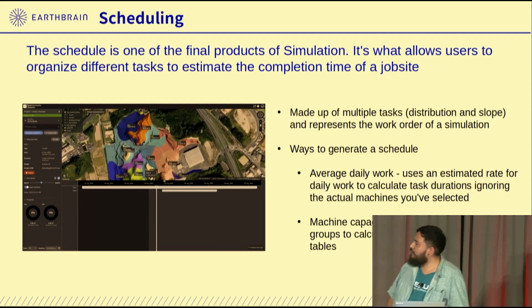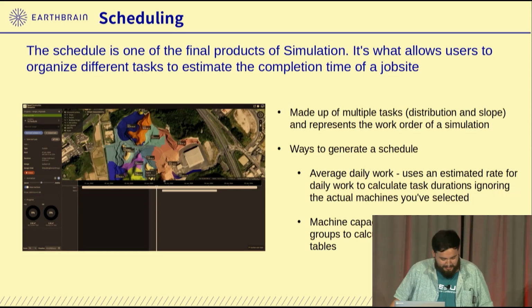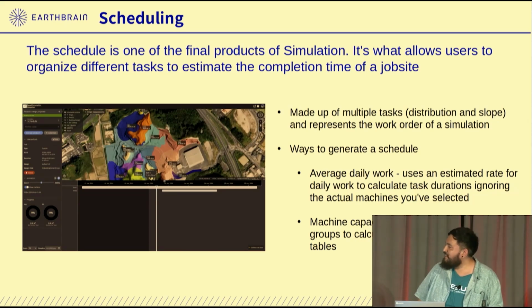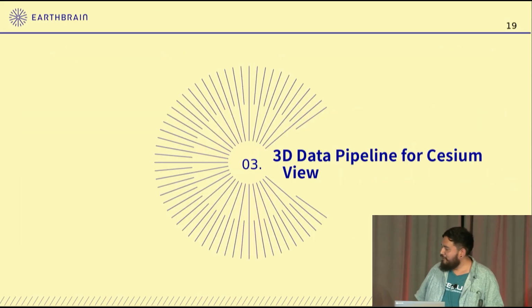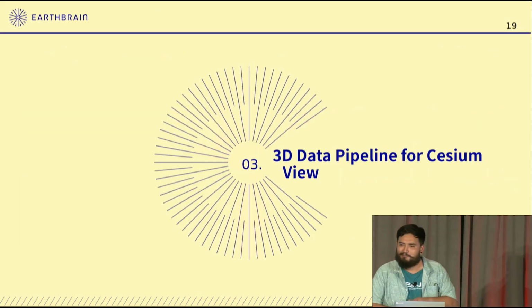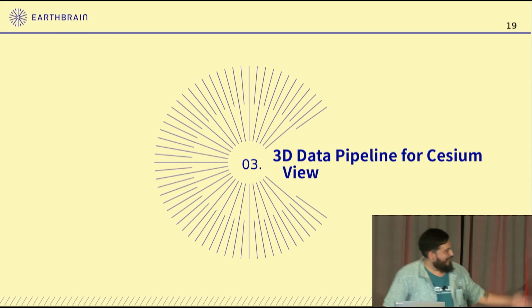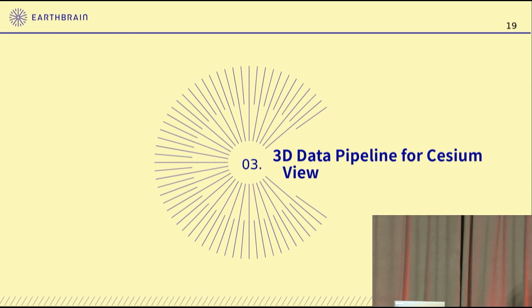And then this is part one of the last steps of simulation, which is scheduling. That's partly the main point of simulation: to be more efficient with the scheduling. Users can generate a schedule based on average work and the machine capacity of the selected machine group. That was a quick, brief explanation of simulation. Next, Chad will talk to you about the data pipeline. Thank you.